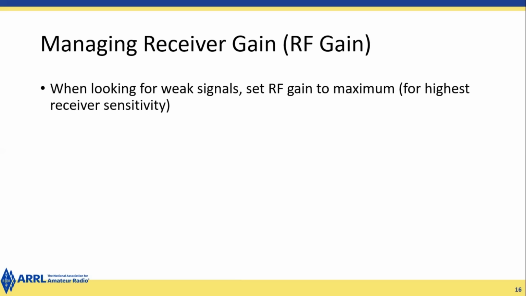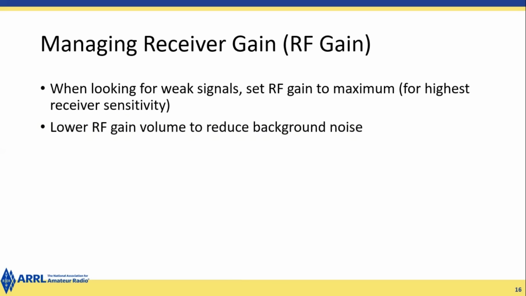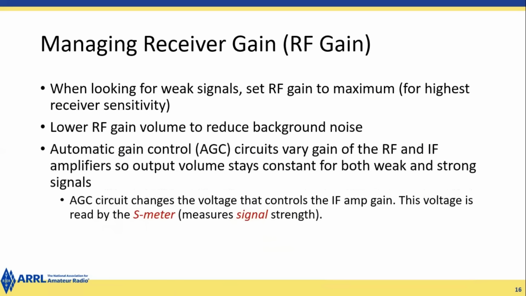To manage the receiver gain or RF gain when looking for weak signals, set RF gain to its maximum for highest receiver sensitivity. Lower RF gain to reduce background noise. Automatic gain control, AGC, circuits vary the gain of the RF and IF amplifiers so output volume stays constant for both weak and strong signals. AGC circuits change the voltage that controls the IF gain amp. This voltage is read by the S meter, which measures signal strength.